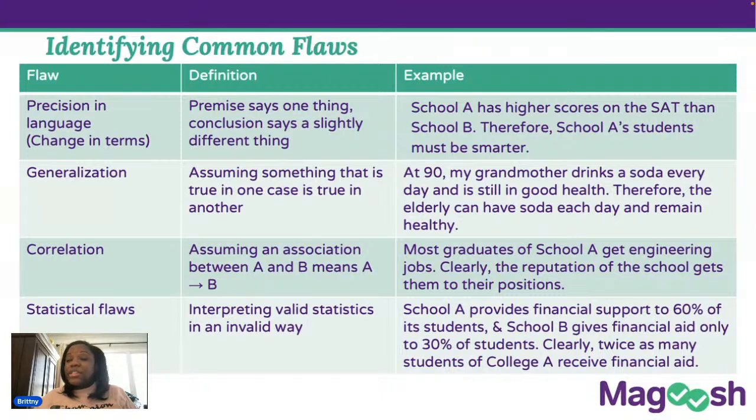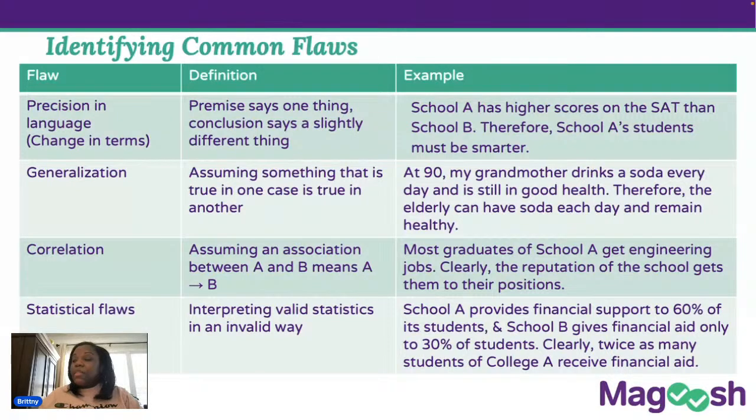Generalization is another flaw. It's a type of precision in language flaw, which is basically assuming that something is true in one case, or just because it is true in one case, that it's also true in another case. So here's another example. At 90, my grandmother drinks soda every day and is still in good health. Therefore, the elderly can have a soda each day and remain healthy.